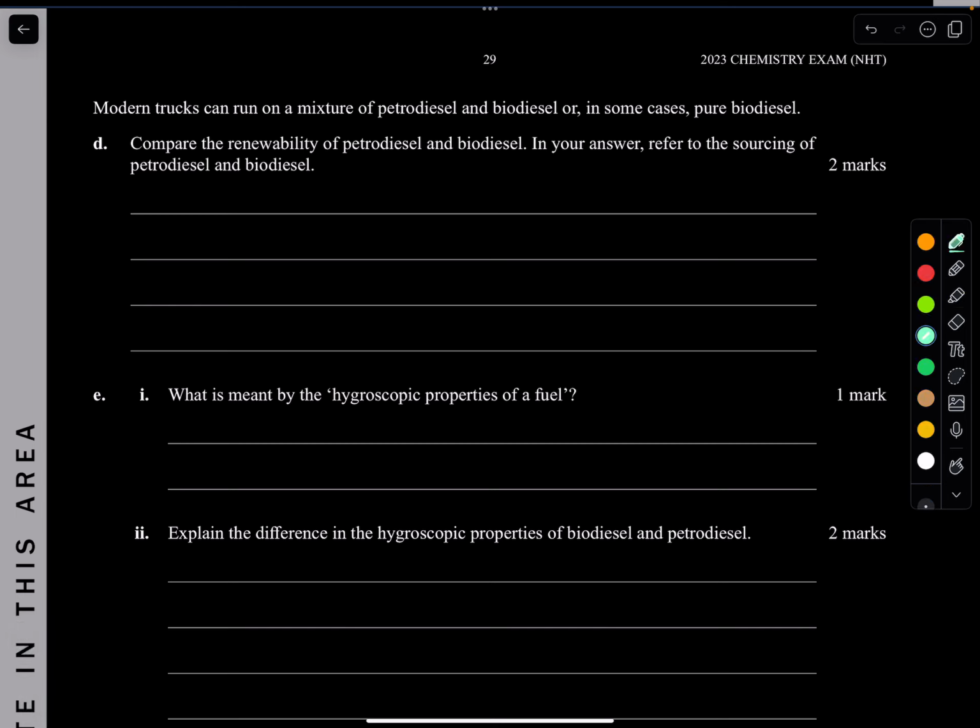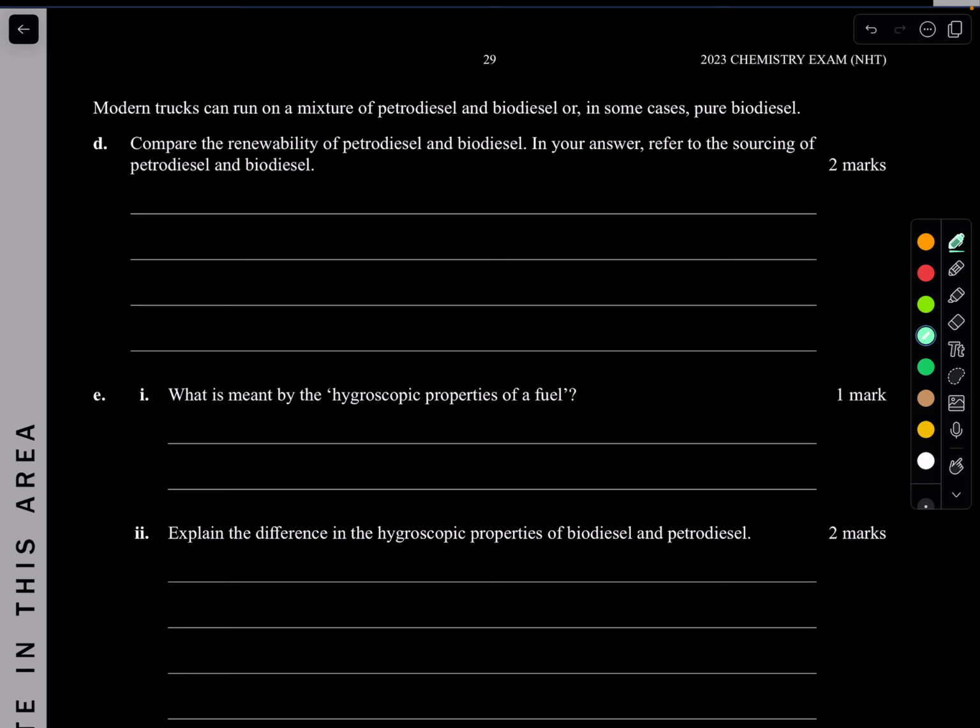Okay, modern trucks can run on a mixture of petrodiesel and biodiesel, or in some cases, pure biodiesel. Compare the renewability of petrodiesel and biodiesel. In your answer, refer to the sourcing of petrodiesel and biodiesel. What an easy question. It's only 2 marks. So I think the first mark comes by saying which one's renewable, and then stating why, relating it to its sourcing.